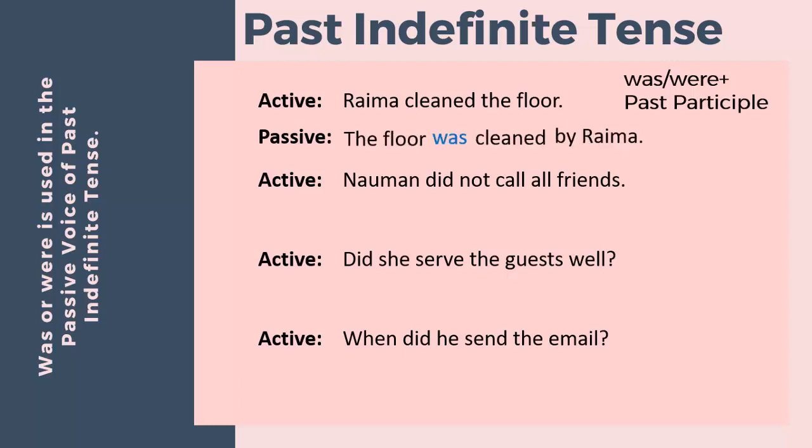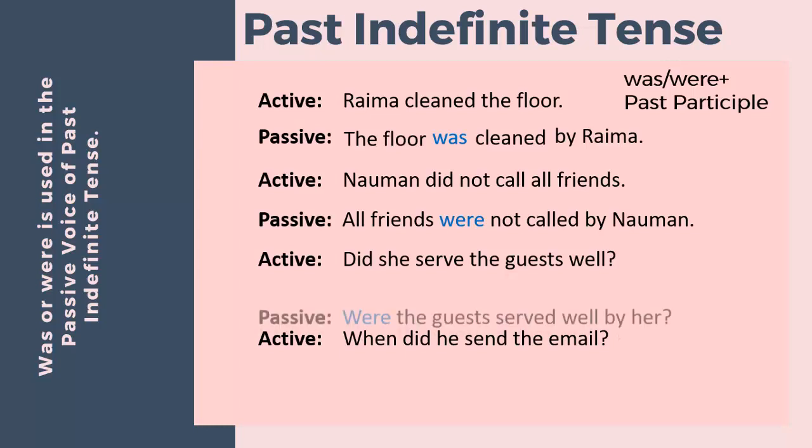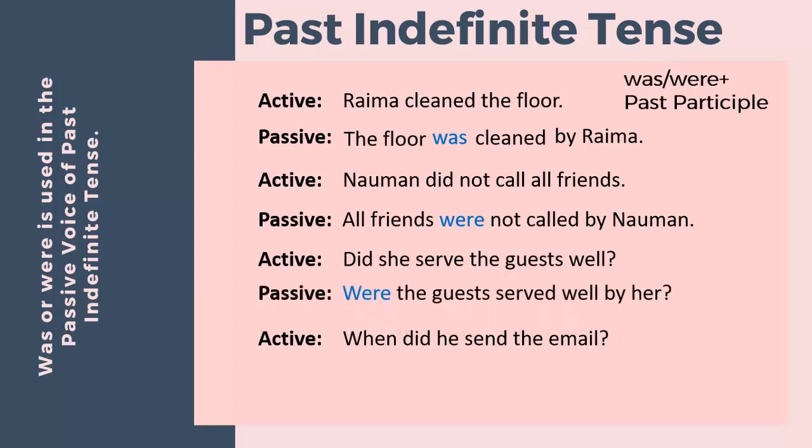Numan did not call all friends. All friends were not called by Numan. Did she serve the guests well? Were the guests served well by her? When did he send the email? When and then the auxiliary was. When was the email sent by him?